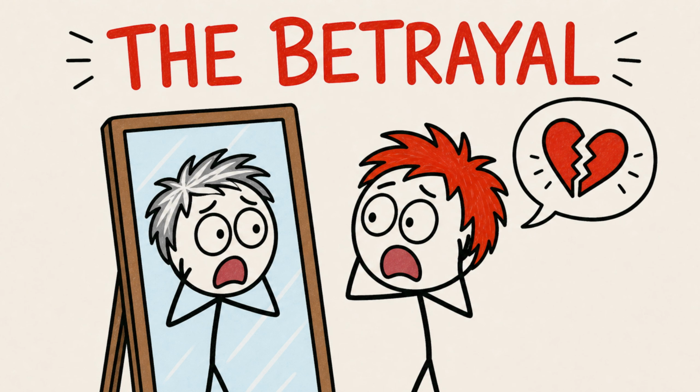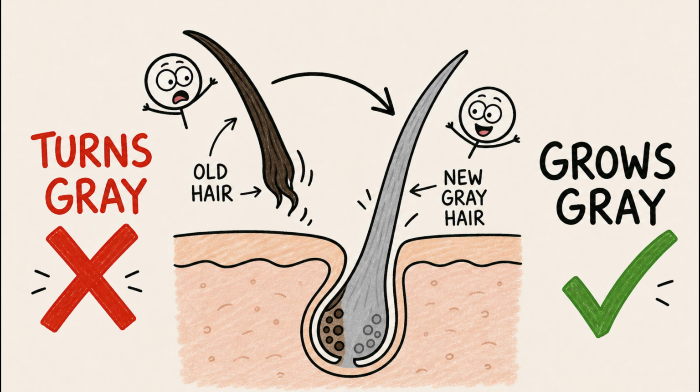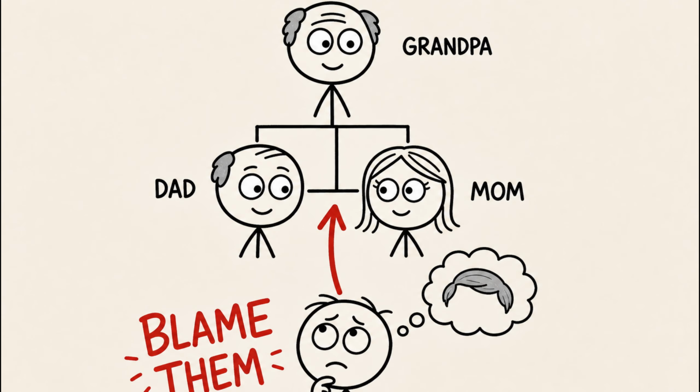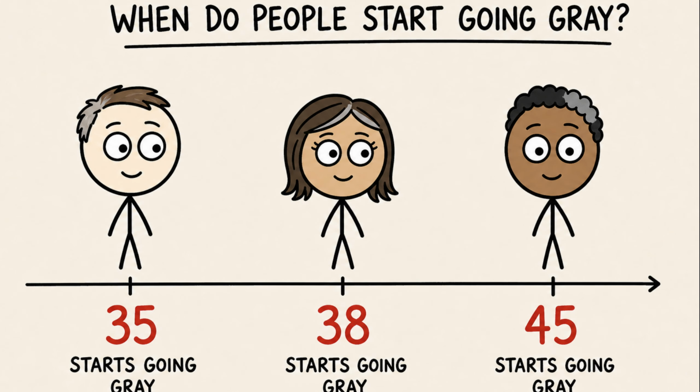Now let's talk about the moment your hair betrays you. Going gray. Your hair doesn't actually turn gray. It grows gray. Remember melanin? The pigment factory in your follicles slowly shuts down. When exactly this happens is mostly genetic. Thank your parents. The average age? Caucasians start around mid-30s, Asians around late 30s, Africans around mid-40s.